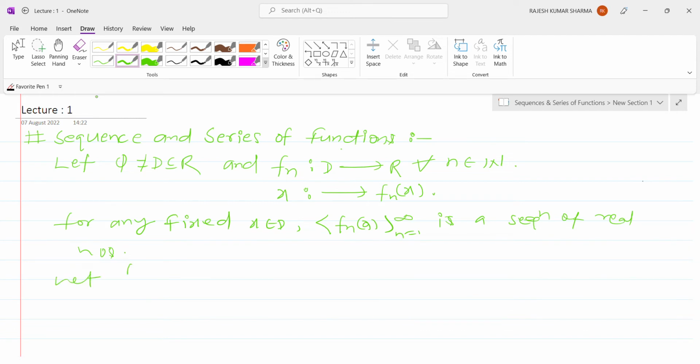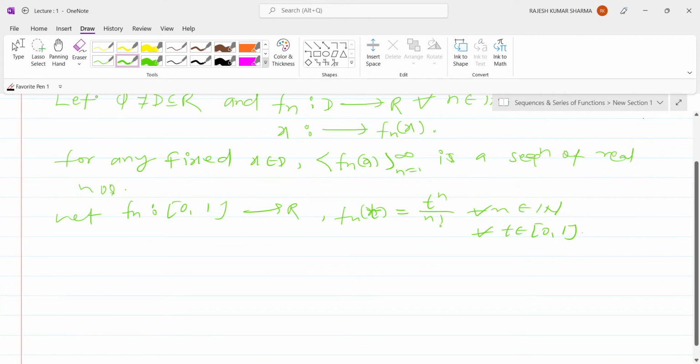Let Fn be a function from [0,1] to R, defined as Fn(t) equal to t to the power n divided by n factorial, for all n belonging to the natural numbers and for all t belonging to the closed interval [0,1]. This is a sequence of functions.